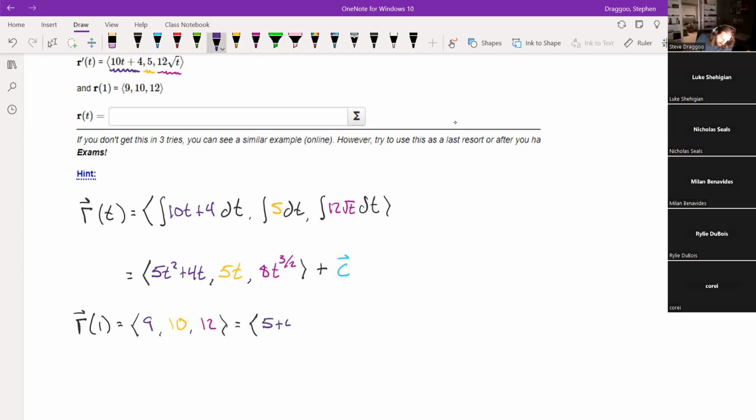So 5 plus 4 goes right there, 5 for the middle part, 8 for the z part, plus the vector c, which I'm now going to call c1, c2, c3, PO.